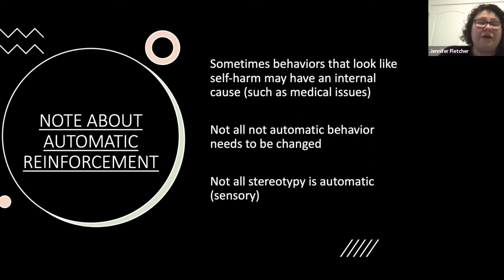Also, the other note with it is that not all of the automatic behavior needs to be changed. When you're thinking about wanting to change some type of automatic behavior that your child's participating in, does it really affect their quality of life? That's what you want to think about. Because if they just like to do some hand flapping, but it's not causing them any injury, it's not causing anybody else any injury, is it really necessary to try to fix that behavior? Does it really need to be changed? And the other thing to think about too is not all stereotypy is necessarily automatic as well.